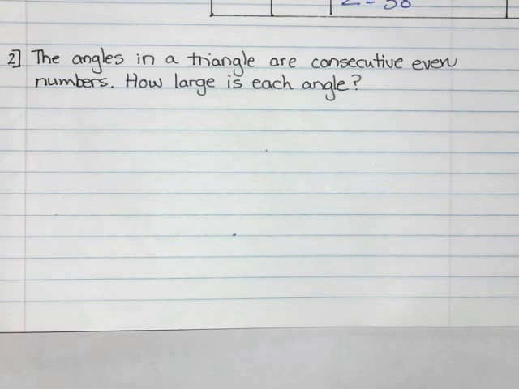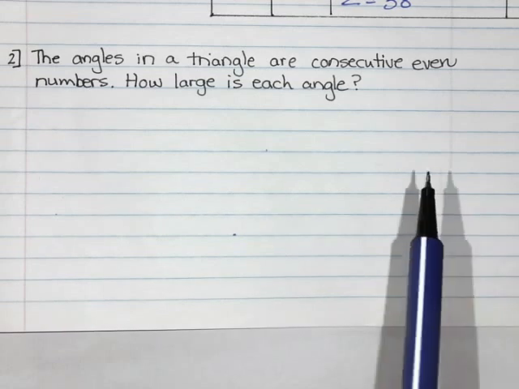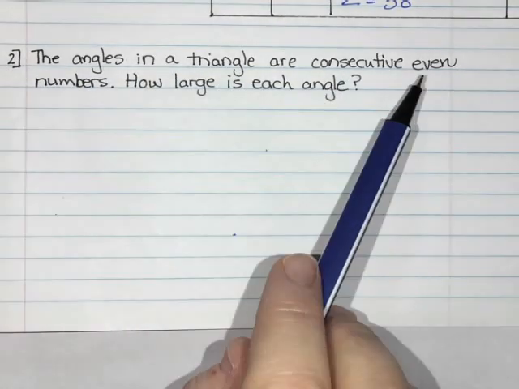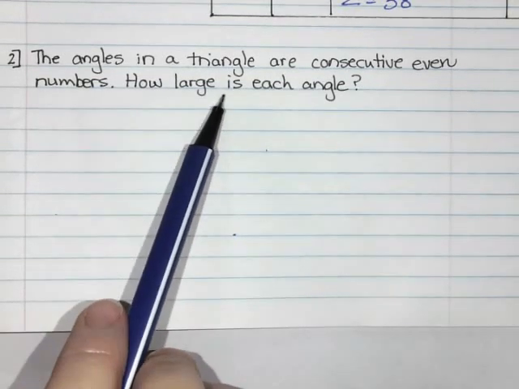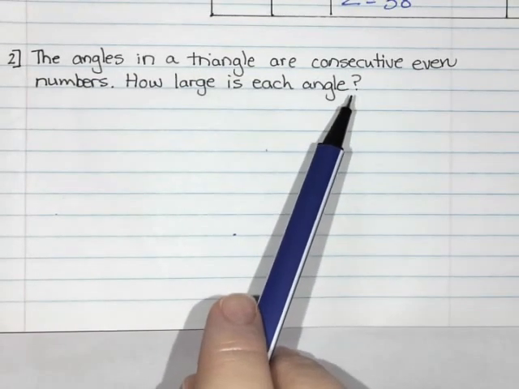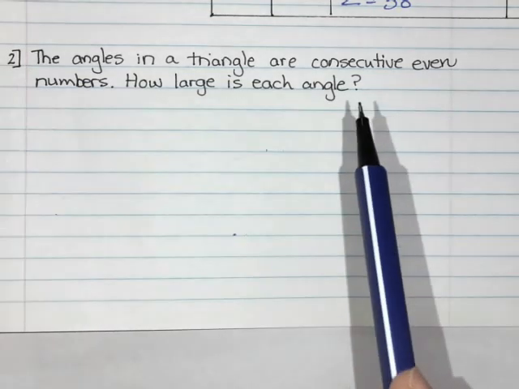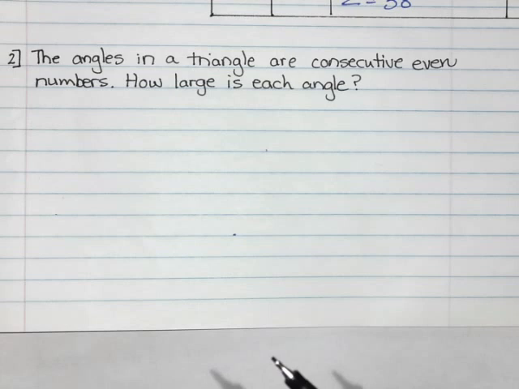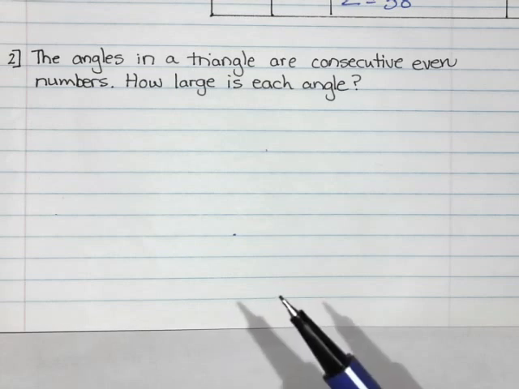Our final question about triangle theorems is actually a word problem. It says the angles in a triangle are consecutive even numbers. How large is each angle? So in this question, I'm not just going to guess and check. I'm going to actually try to do a proper word problem.